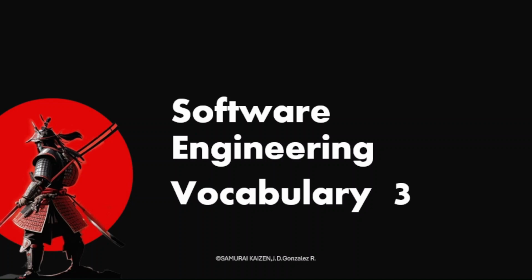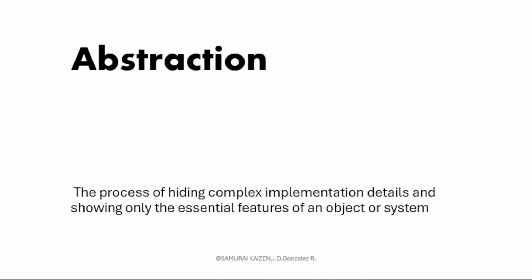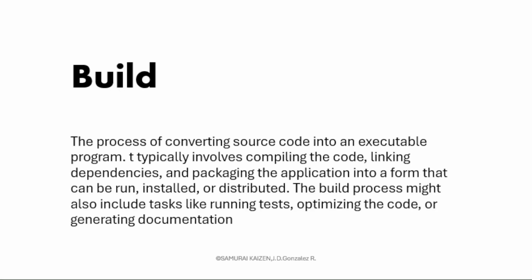Software Engineering Vocabulary. Vocabulario para Ingeniería en Software. 3. Abstracción. The process of hiding complex implementation details and showing only the essential features of an object or system.